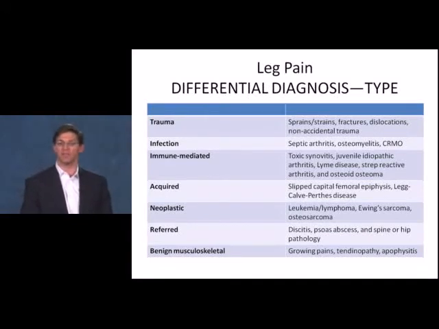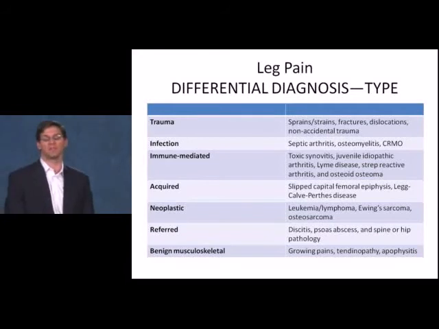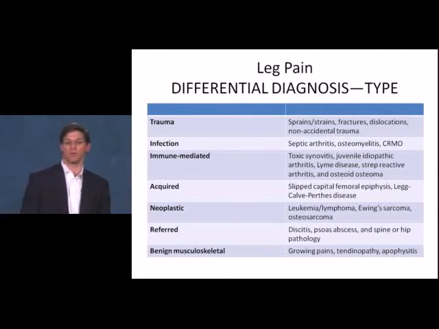Immune-mediated, you think about toxic synovitis or transient synovitis. Many use those terms as synonyms. Juvenile idiopathic arthritis or reactive arthritis. In there, you would also consider osteoid osteoma. Acquired conditions, most often going to be in your skeletally immature, a slipped capital femoral epiphysis, or Legg-Calvé-Perthes disease. You do not forget about neoplastic and referred pain from discitis or a psoas abscess, something related to the spinal area radiating down into the lower extremities. And then growing pains, or also known as benign lower extremity pains of childhood.